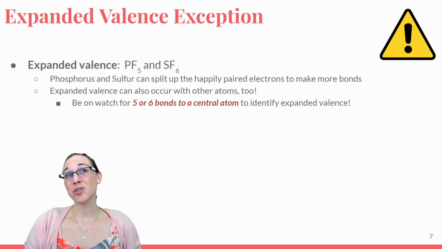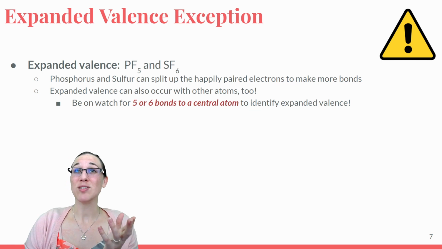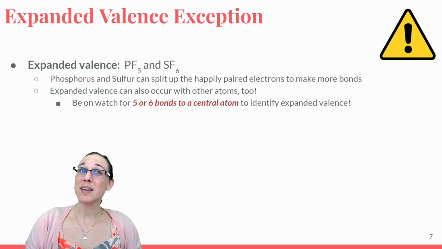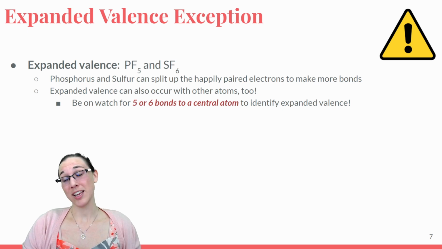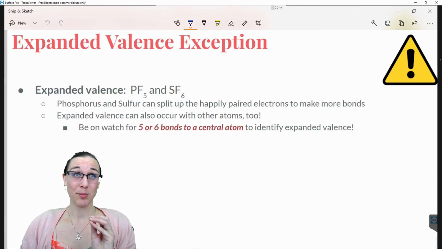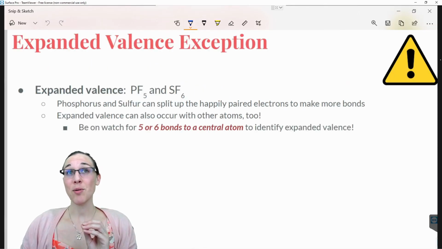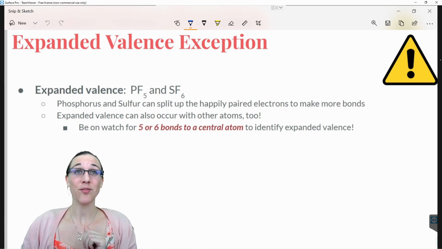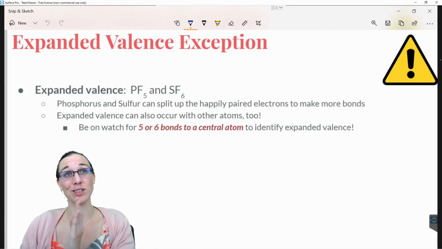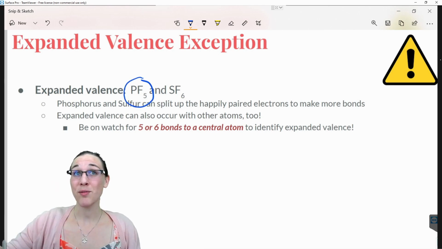So be on watch for any central atom that has 5 or 6 bonds, and that would be indicative of expanded valence. Let's give one of these a try just so you can see what I mean by splitting up the lone pair to make the bonds work. If you were to look at your periodic table and look at phosphorus, it would have 5 valence. It's right below nitrogen, and it has a valence of 5 according to our little shortcut of counting columns all the way over. In PF5, we have 1 P and 5 Fs.